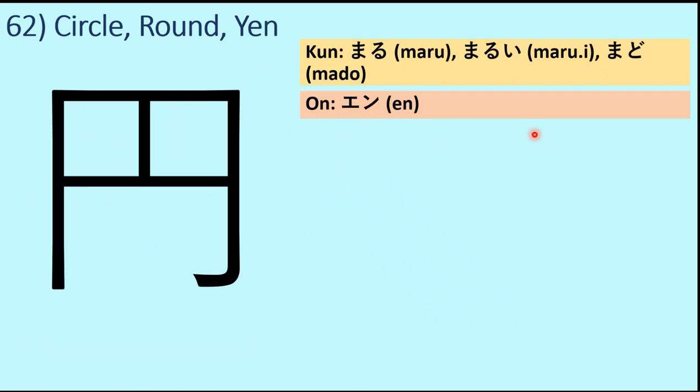Now let's move on to the second kanji of today's lesson, which is for representing a circle, a round, or the Japanese currency yen. The Kun'yomi readings include maru, marui, or mado, and the On'yomi reading is n. There is just a single On'yomi reading, which is n.